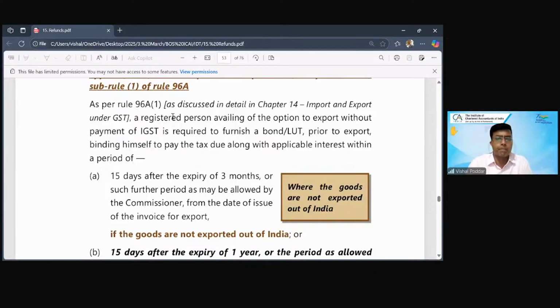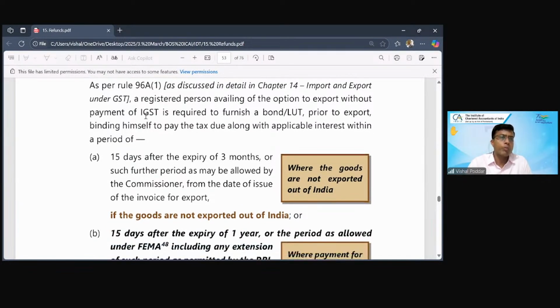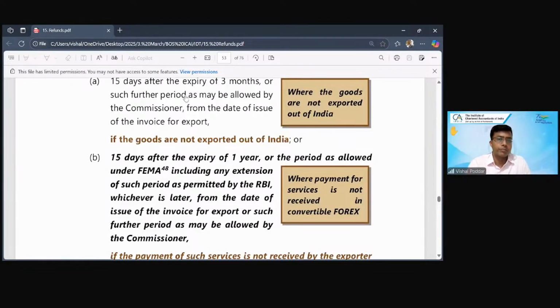As per 96A, a registered person availing of the option to export without payment of IGST is required to furnish a bond or LUT prior to export, binding himself to pay the tax due along with applicable interest within 15 days of the expiry of 3 months, or such further period as the commissioner may allow, from the date of issue of invoice for export, if the goods are actually not exported out of India. So what does the first case say? When will you have to return your refund?